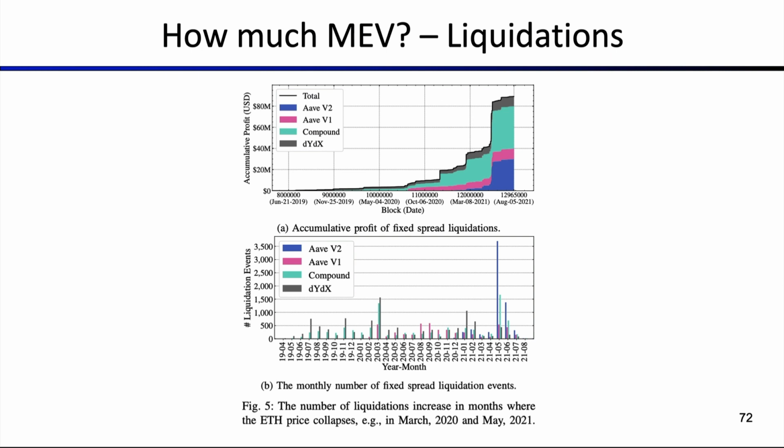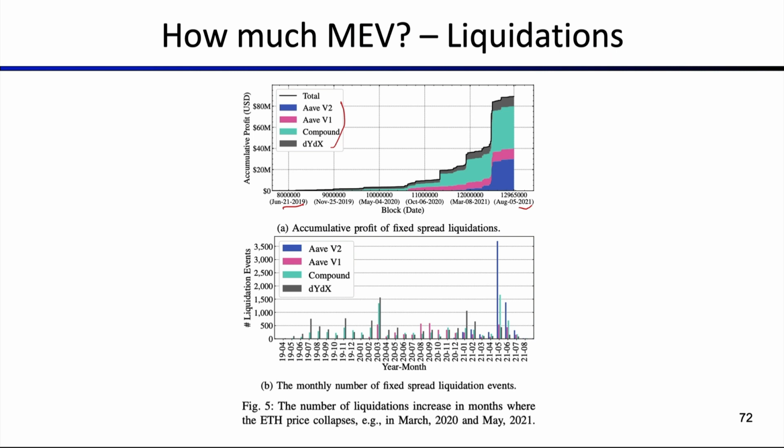Another source of miner extractable value is liquidations. Liquidation is the event whereby the price of a collateral drops below the health factor, and then you do have the liquidation event. Here again we looked from 2019 until August 2021 at the most important lending platforms on Ethereum, and we have found that there is quite a variety of liquidation events.